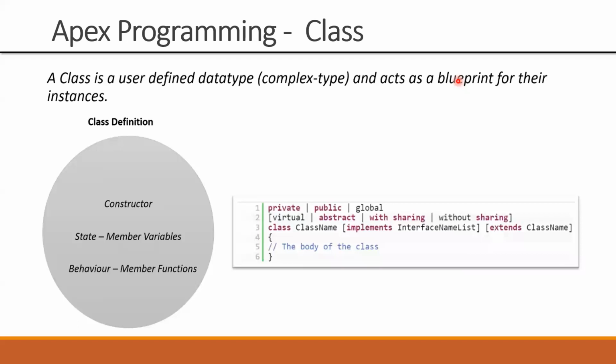Any doubt? What is a blueprint? What is a class? Class is a kind of blueprint. It defines what all variables, what all constructors, whatever functions and methods we are going to write inside it. It's a blueprint. Got it? Anybody who is still struggling to understand this? What is a class?